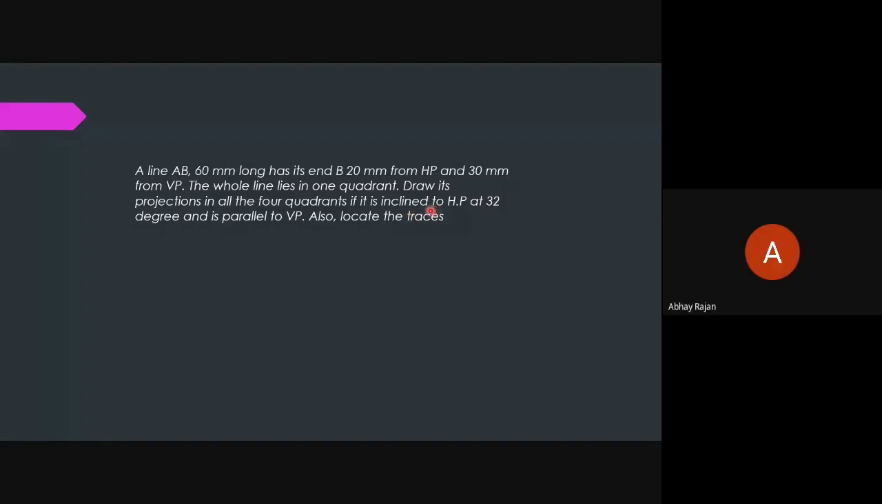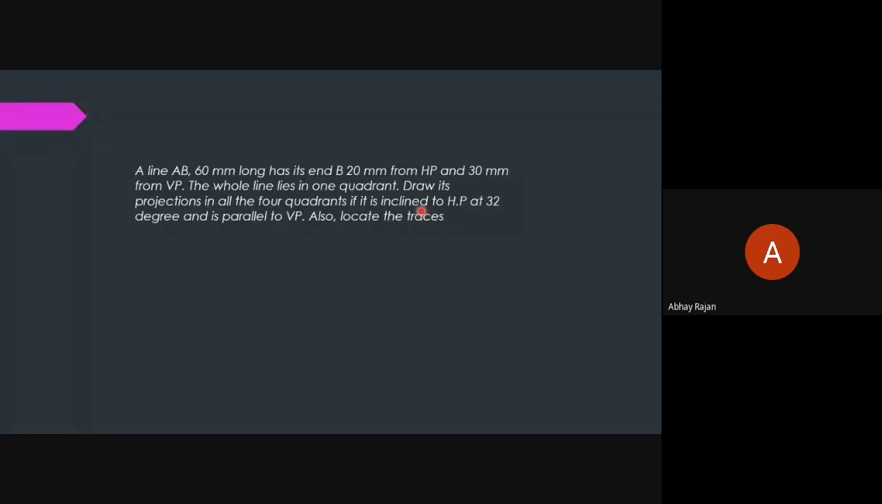It's inclined to HP and parallel to VP. So, true length will be on VP. Then what is the length appearing on HP? The line is inclined at an angle of 32 degrees, and you will be getting the true length on the front view. Front view. Okay. Then top view. Once you view it from the top, the length of the line will be on XY. Not on XY.